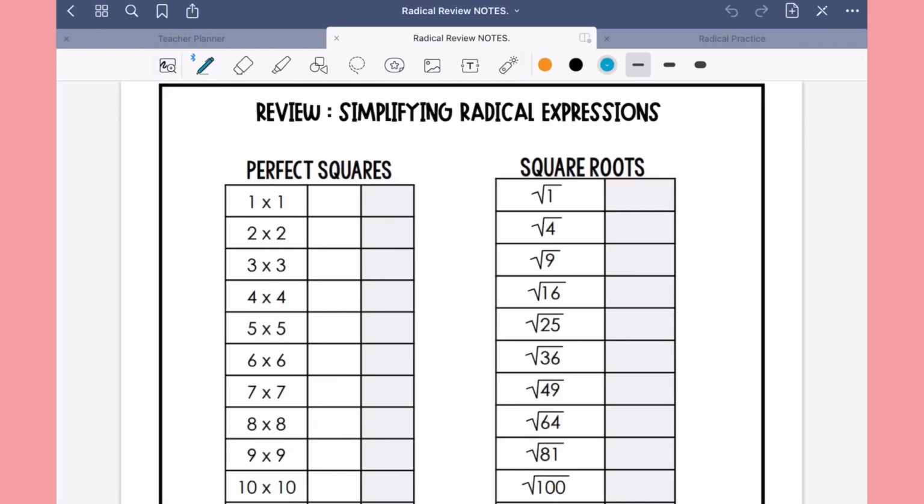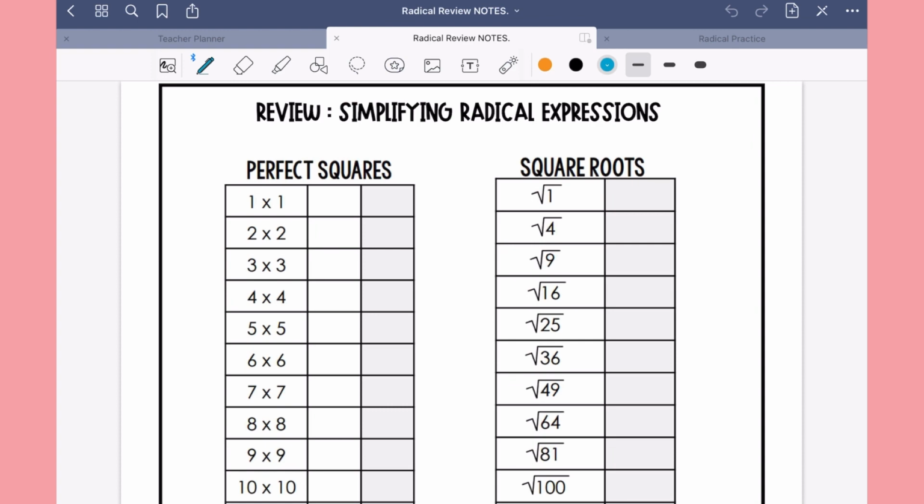Hi everyone, so today's lesson was over reviewing how to simplify radical expressions. Remember, a radical is another word for a square root. And this is just to get us started into what we're going to be learning next, which is going to be the Pythagorean theorem. And in order to find our answers for the Pythagorean theorem, we're going to have good simplifying skills for our radicals. And so let's get started.